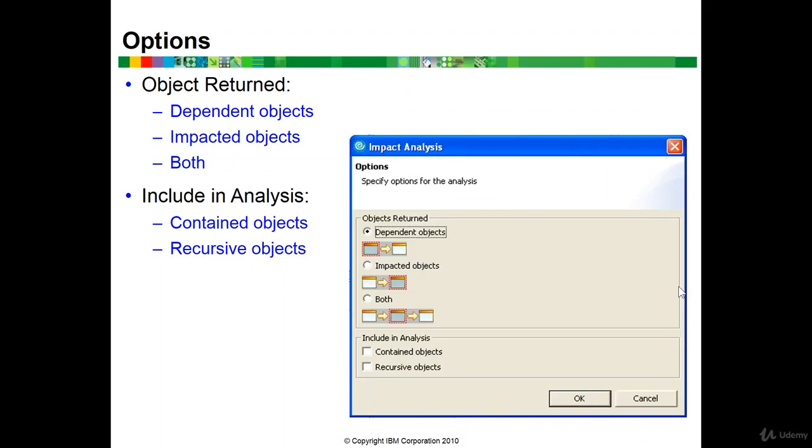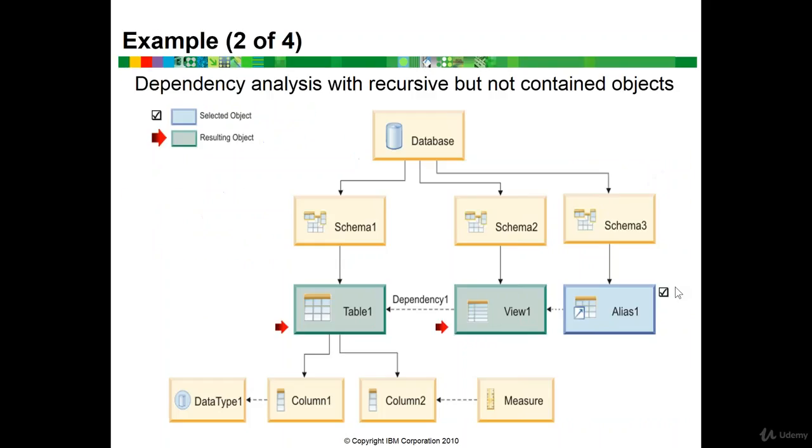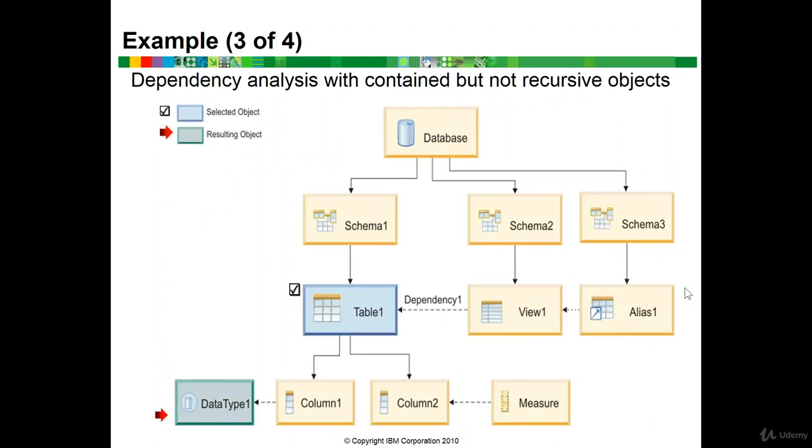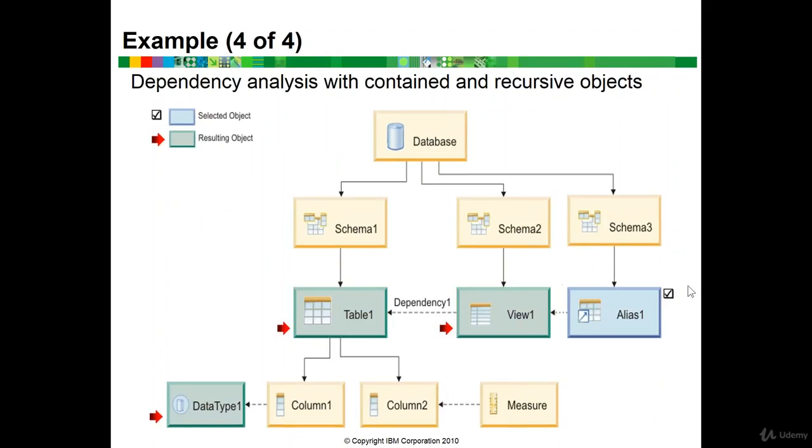Now here is an example which you can go through, a dependency analysis with no contained or recursive objects. Now here is an example for dependency analysis with recursive but not contained objects. This is an example for dependency analysis with contained but non-recursive objects. And here finally it's dependency analysis with contained and recursive objects.